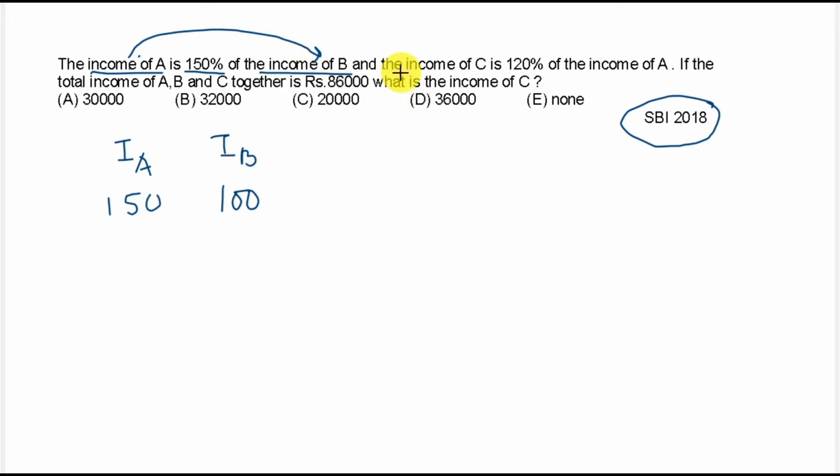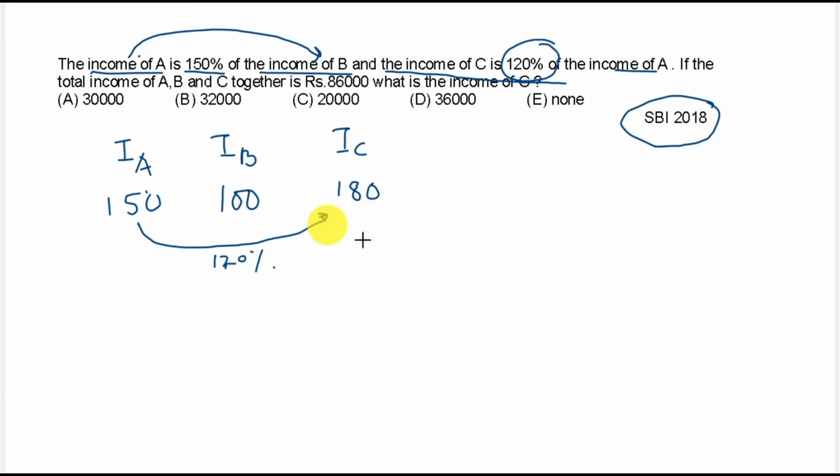Now read the question. It says after that, the income of C is 120% of income of A. So here again income of C is taken with reference to income of A. It says 120% of this. So you calculate what is 120% of 150. How much is that? Tell me. It's going to be 180.